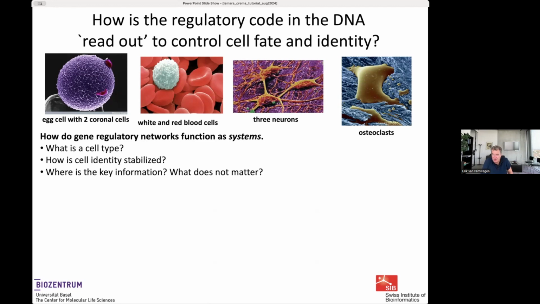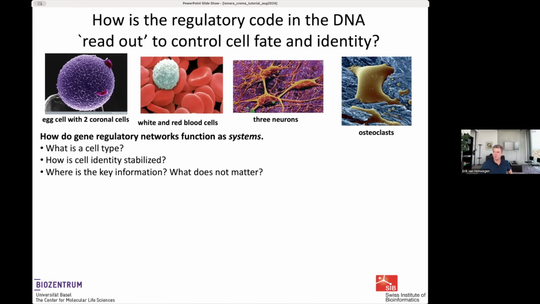And of course, we know how this works. It's not a big mystery. We know that inside cells, there are regulatory networks that control the expression of genes and thereby the phenotypes of different cells. But we don't really understand yet how these regulatory networks function as systems on a genome-wide scale. And these are the questions that we're interested in in my group.